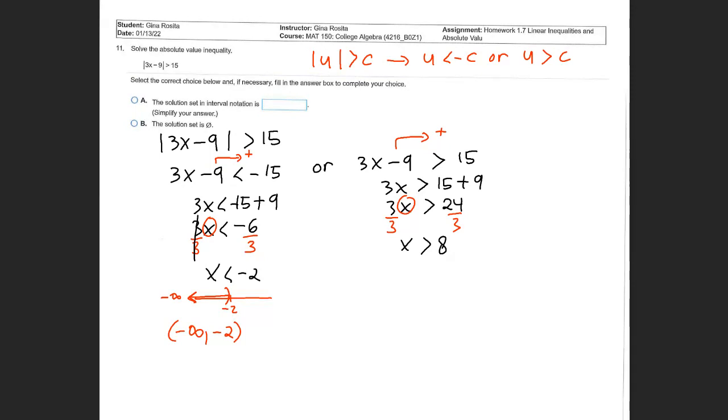Now x greater than 8. Write it like this: 8 goes to the right because the arrow goes to the right. This is open. After that, it's 8 to infinity. Or, so you can write the union symbol on top over here. The answer becomes negative infinity to negative 2, union 8 to infinity.